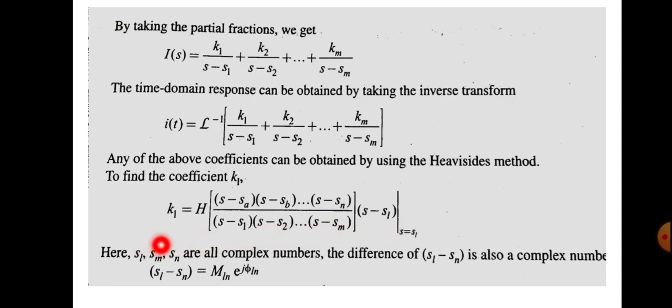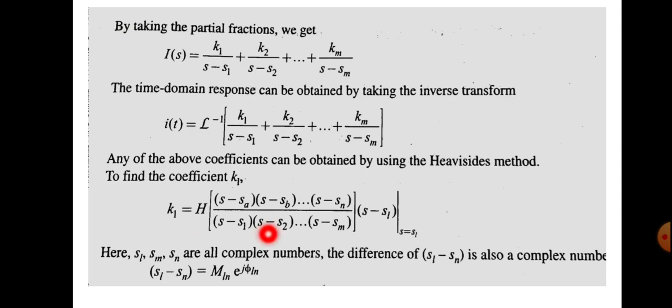So sl, sm and sn are all complex numbers. The difference sl minus sn will also be a complex number. If this is a complex number, then we can write it in the form of a complex number equal to Mln into e raised to j phi ln, right? So sl minus sn will be a complex number, and it can be written in terms of its magnitude and phase.